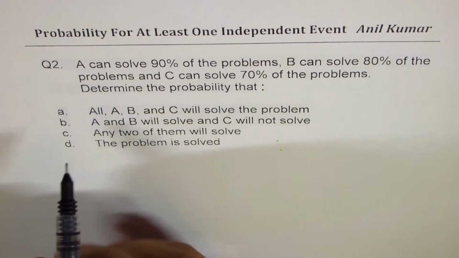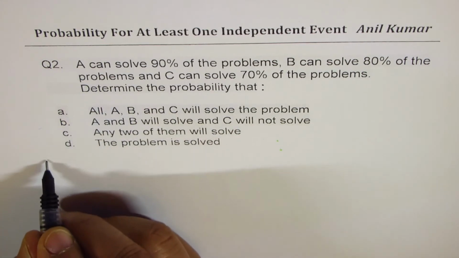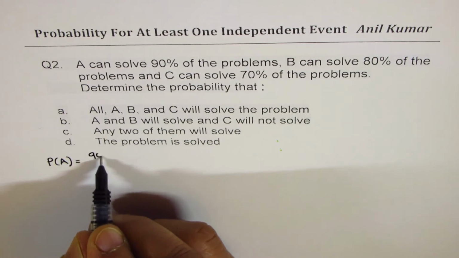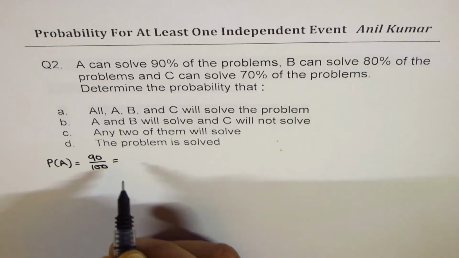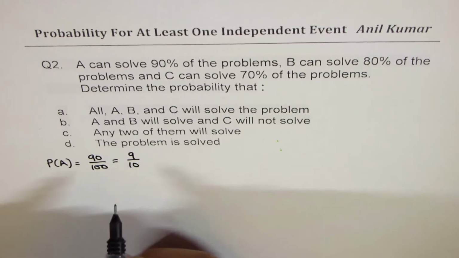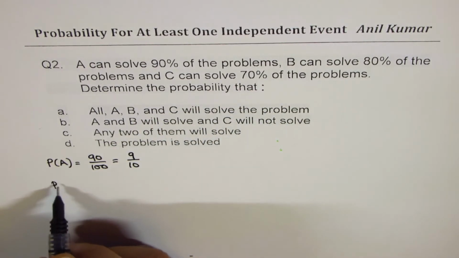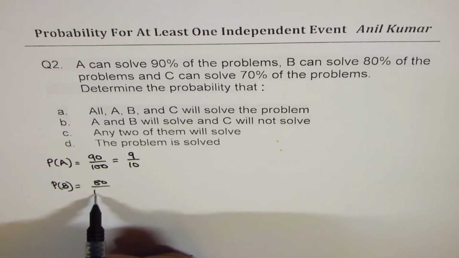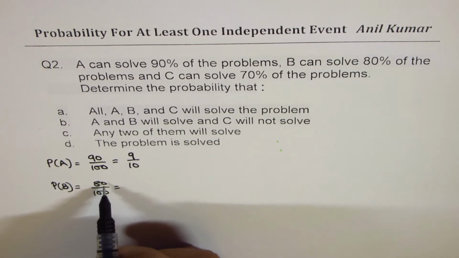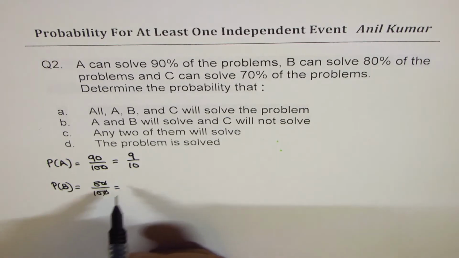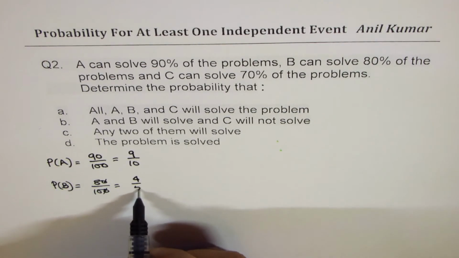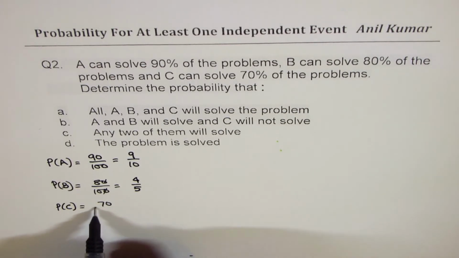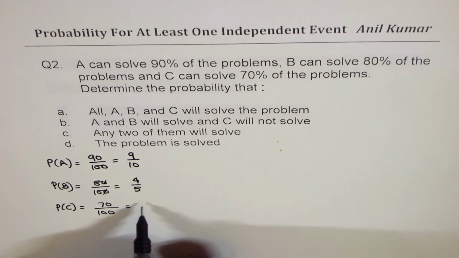Now, A. What we are given here is that the probability that A can solve is 90%. That means 90 over 100 or 9 over 10. Probability that B can solve is 80%. So 80 over 100 or 0, 0 cancel, 4 out of 5. Probability that C can solve is 70%. So it is 7 over 10.